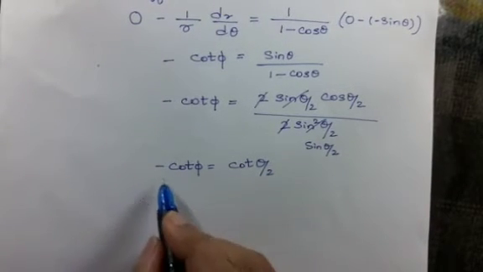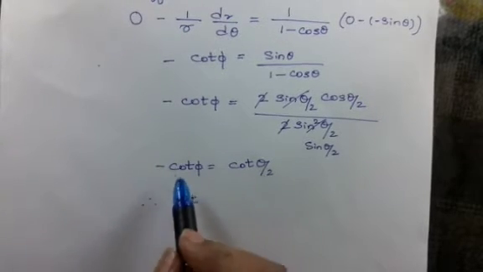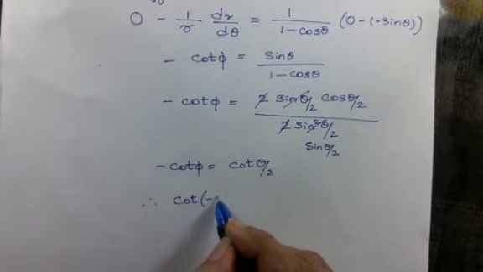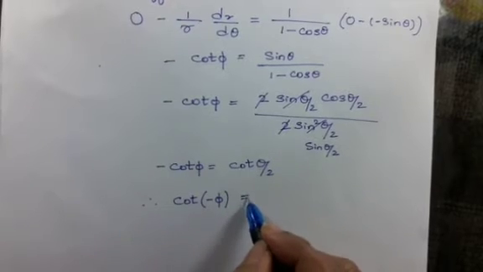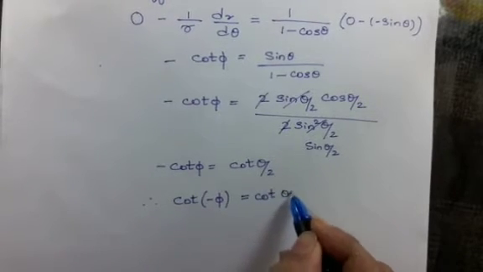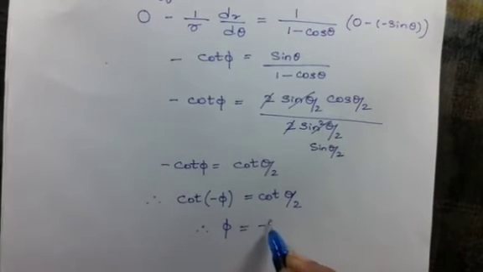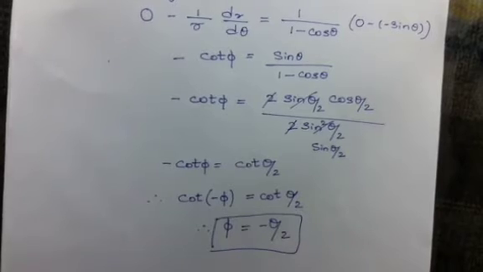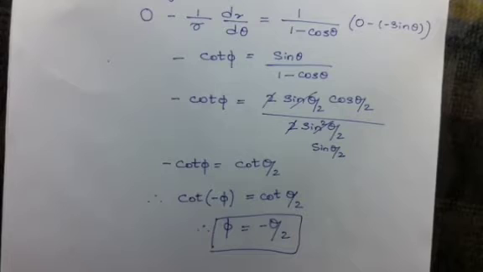Minus cot phi can be written as cot of minus phi, since cot of minus phi is minus cot phi, correct? This is equal to cot theta by 2. Therefore, phi will be minus theta by 2. So here I get the angle between the radius vector and tangent to the curve as minus theta by 2. Okay?